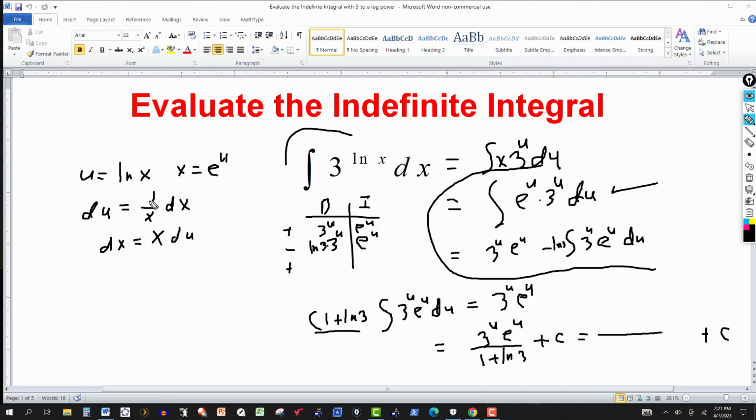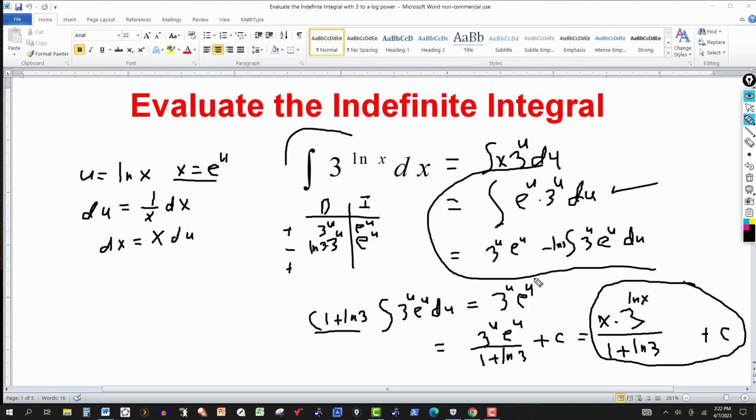3 to the u. But remember, u is ln of x. So this will be 3 to the exponent ln of x. And then e to the u, remember over here, that's just x. We wrote it in that form. So this is just x, so I just put times x here. And that's over 1 plus ln of 3. And this is the final answer: x times 3 to the ln of x over 1 plus ln of 3, plus a constant.